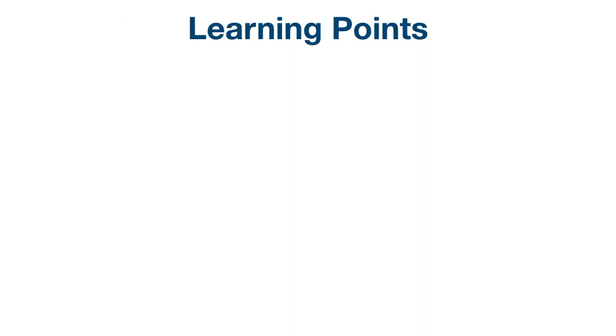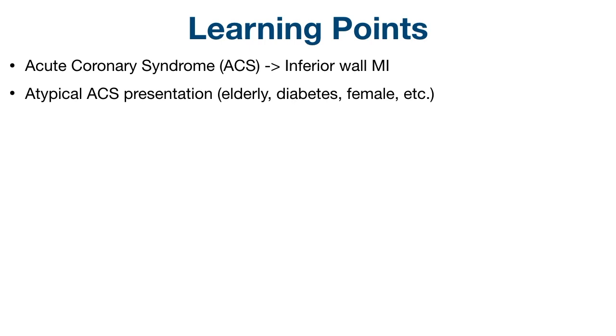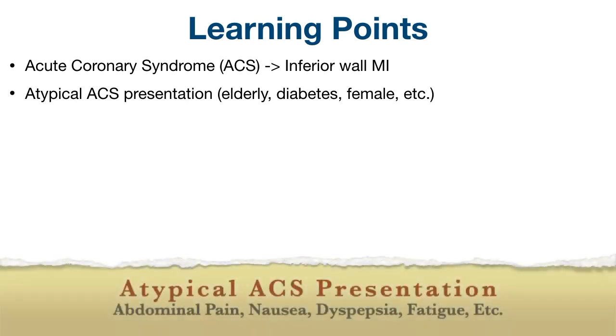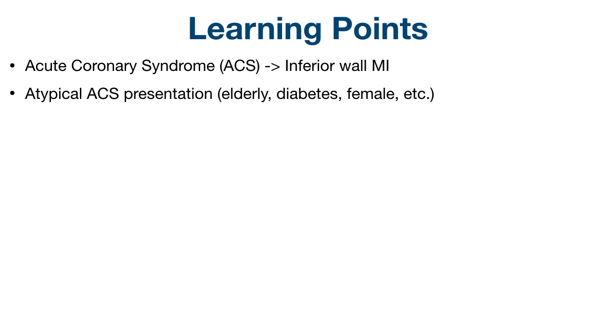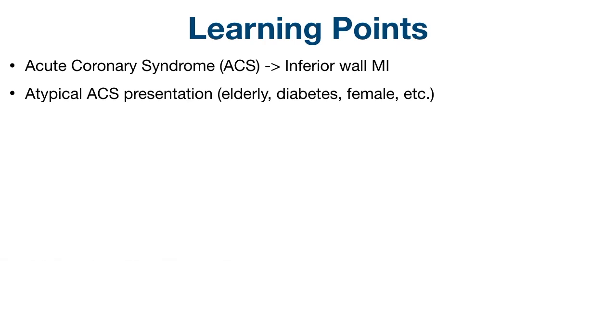Let's go over the key learning points. This was a case of acute coronary syndrome, specifically an inferior wall MI with ST elevations in the inferior leads 2, 3, and AVF. Be aware of atypical ACS presentations, especially in populations involving the elderly, diabetics, and females. They may not present with the classic exertional crushing chest pain. Instead, they could present with epigastric pain, nausea, dyspepsia, or fatigue. This case was an example of that, where we had a patient with a history of diabetes presenting with epigastric abdominal pain that actually turned out to be an MI.